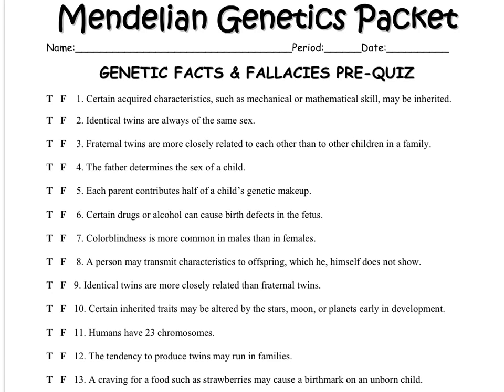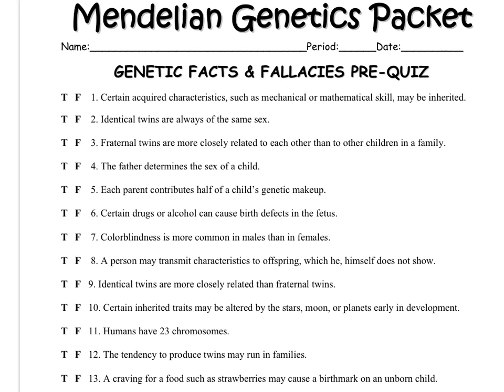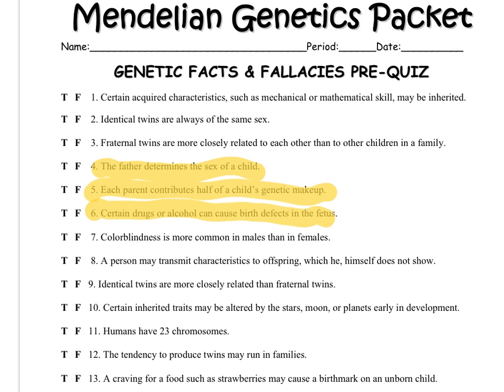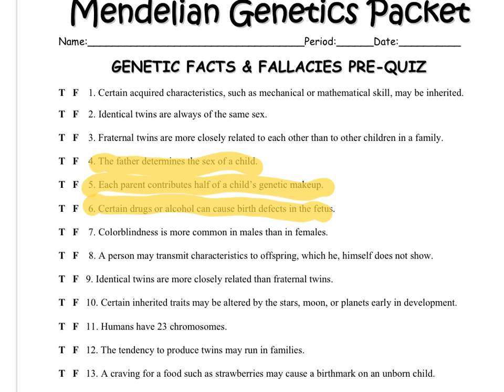All right, guys, so in the Mendelian genetics packet, a lot of this you should already know. For instance, here where it says father determines the sex of the child, we've discussed this one already. Where it says each parent contributes half of the child's genetic makeup, you should already know the answer to that. Where it says certain drugs and alcohol can cause birth defects on the fetus, you should know whether that's true or false. Stuff like that, you already know the answers to, but we'll see.